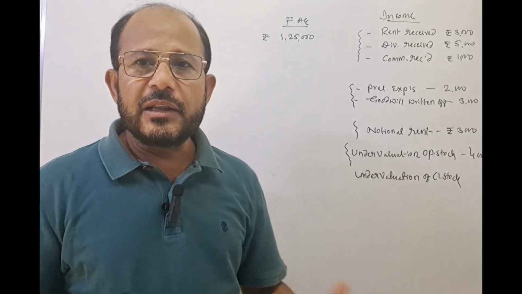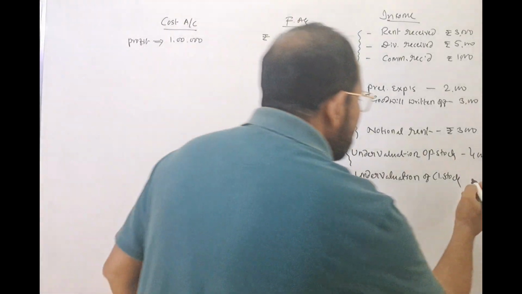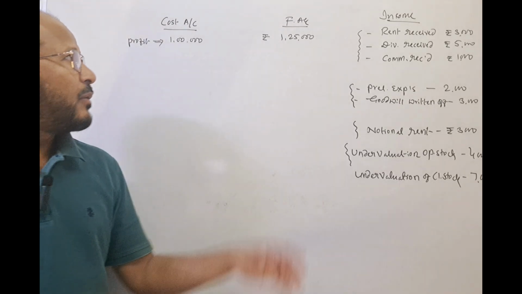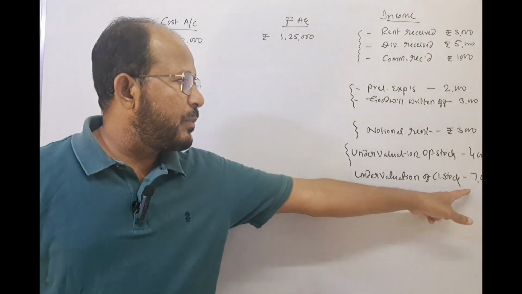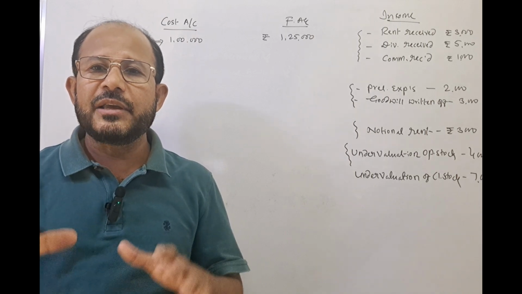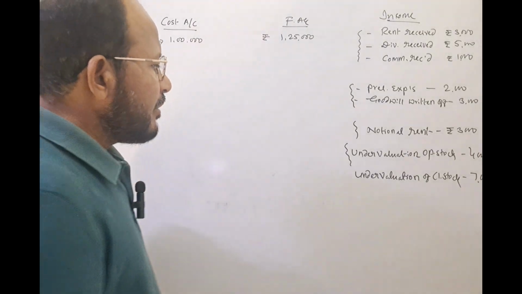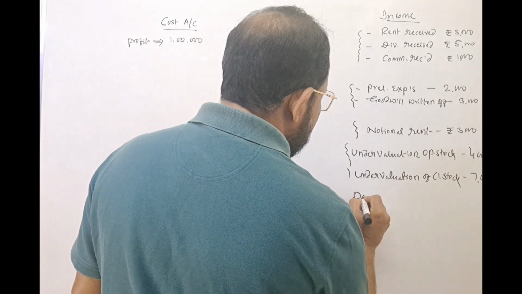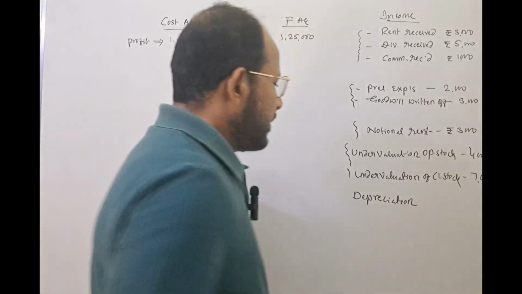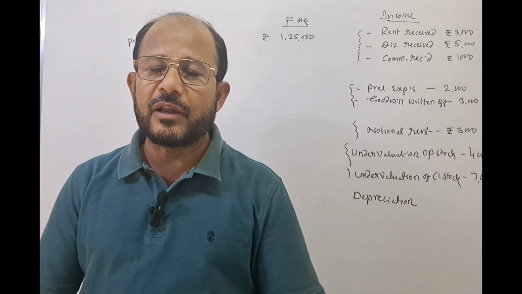In the similar way, undervaluation of closing stock. What is the meaning of undervaluation of closing stock? Less amount of closing stock is shown as compared to the financial books. In cost accounting, rupees 7,000 less is shown. If less closing stock is shown, automatically what happens here? Profit will decrease. See, in the similar way, we can also take one more example, depreciation. Depreciation methods which are followed may be different in cost accounting and financial accounting.